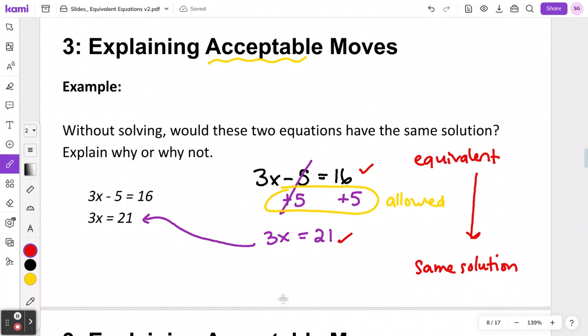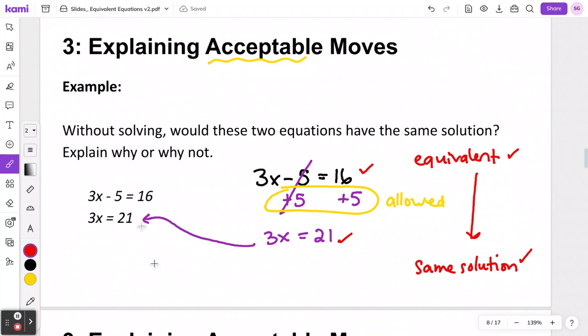So this is the process we're going to be doing in the second part, trying to figure out what mathematical move they made. Is it allowed? Is it acceptable? Is it legal? Can I do that? And if I say yes, it means they're equivalent and that absolutely they would have the same solution. For that explain piece, I could just explain it by saying you add 5 on both sides of the first equation and it gives you the second equation, and that is acceptable.